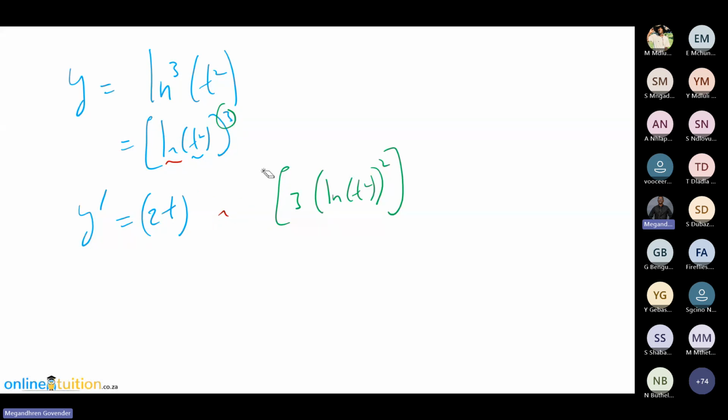The derivative of ln of something is 1 over t squared. I think you can ask me that, right? That's it. There we go. You happy with that? Think carefully about that one.